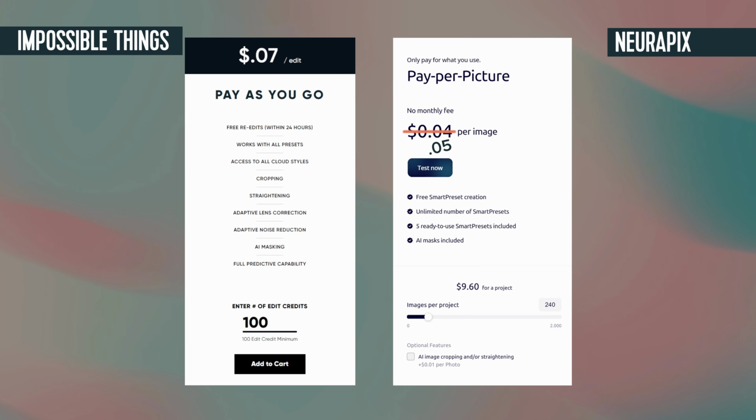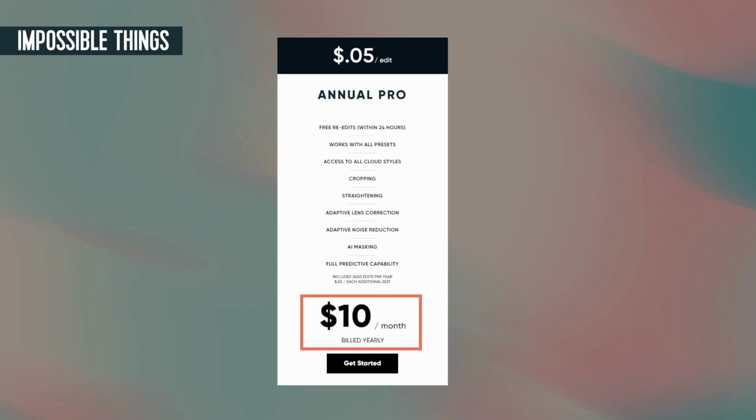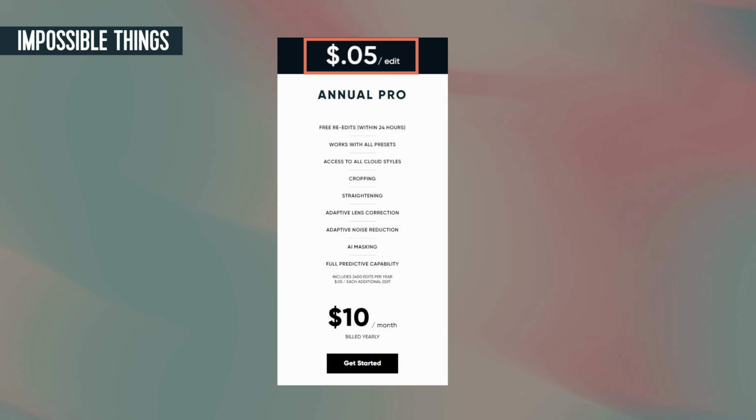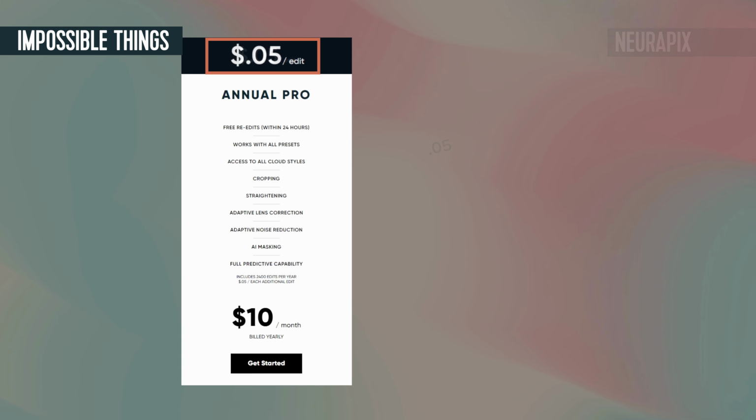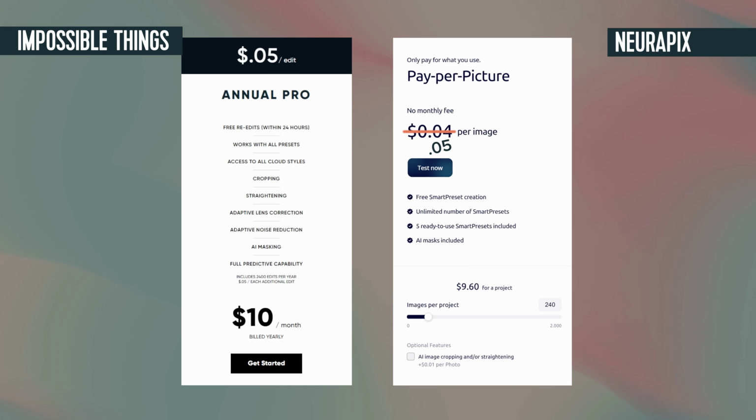Impossible Things pay as you go is 7 cents, with cropping and straightening included in that amount, but there's also the caveat of needing to do a 100 edit credit minimum. They also have a middle tier where you pay $10 a month billed annually, and the cost per edit drops to 5 cents, making the per edit rate match Neurapix. But now we also have a bigger commitment with Impossible Things on top of our per edit costs.